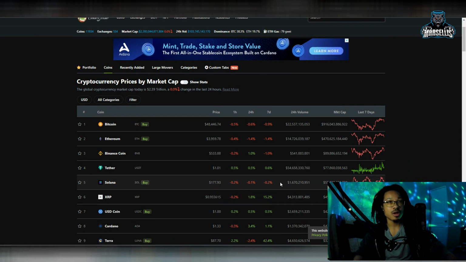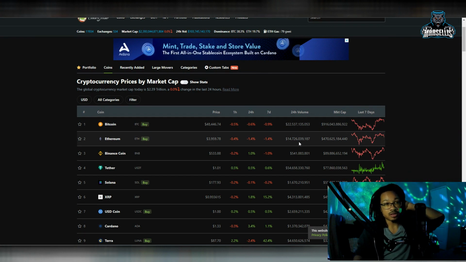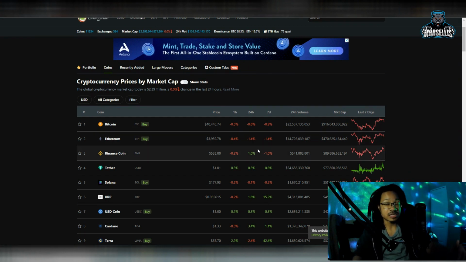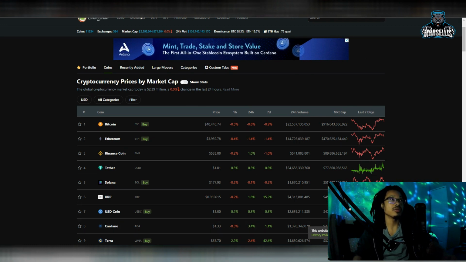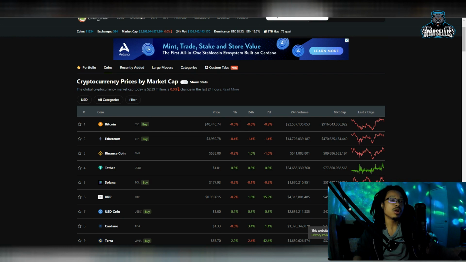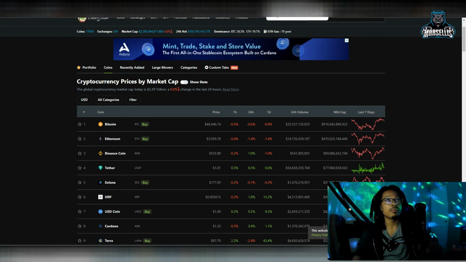It's been trying to recover, but this could possibly be a bull trap. A lot of people have been talking about this. I personally believe that this is a bull trap. A lot of people say that this is a bear trap because everything fell. They're saying the whole crash in the crypto market was a bear trap. No, this is definitely a bull trap in my personal opinion.